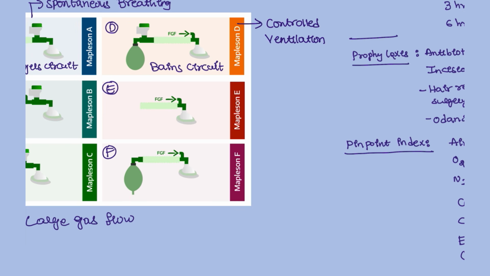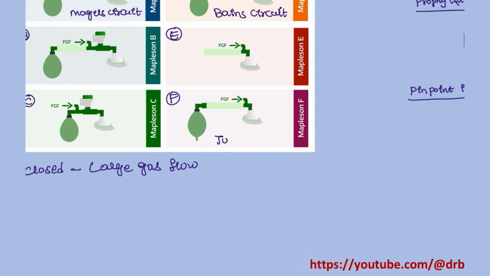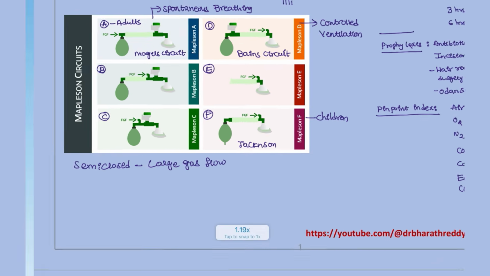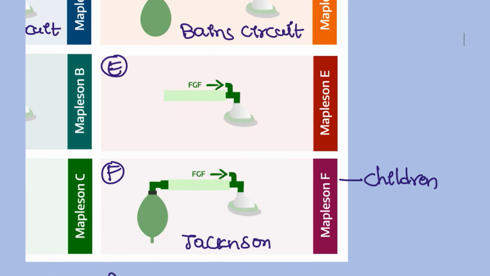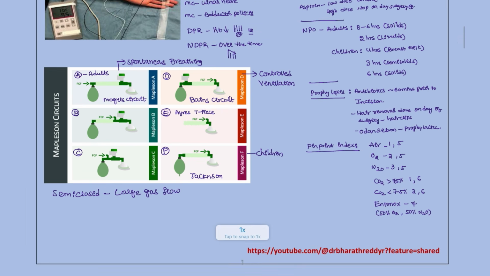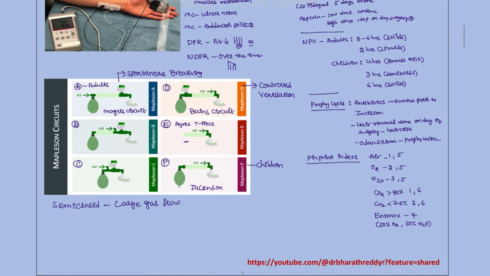Next, F for the children. F is used for children, and the other name for this is the Jackson circuit, commonly used for the children or pediatric population. These are the important points that you have to take note. And the Mapleson E is also known as the Ayre's T piece, because you cannot see the bag here. So the bag is not present, that is seen with the Mapleson E, right? These are the important points that you have to take note for this particular thing, guys.